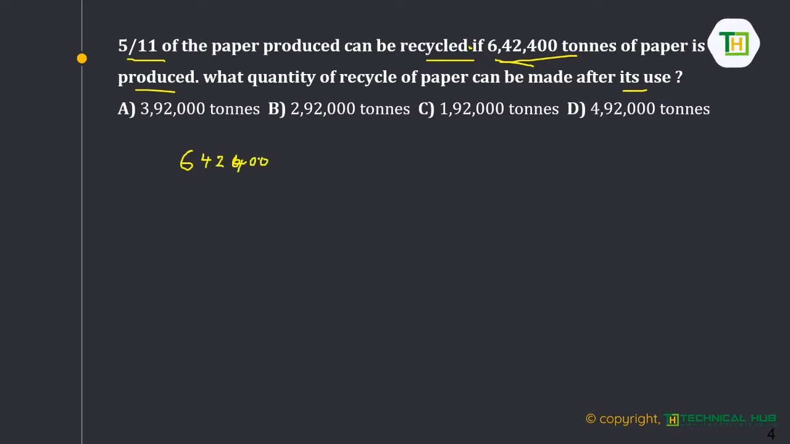6,42,400 tons of paper is produced, out of which 5/11th of the paper produced can be recycled. They're asking what is the recycled value? It means 6,42,400 into 5/11. Then you will get the recycled paper.